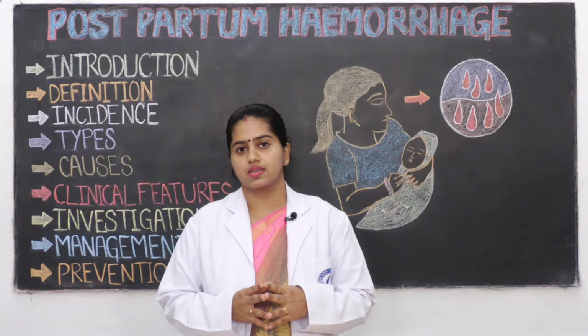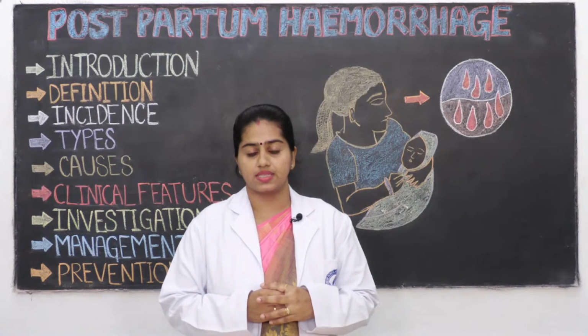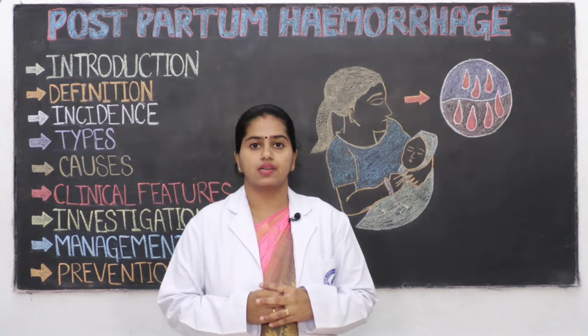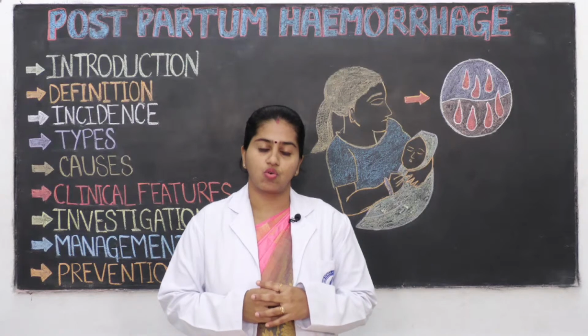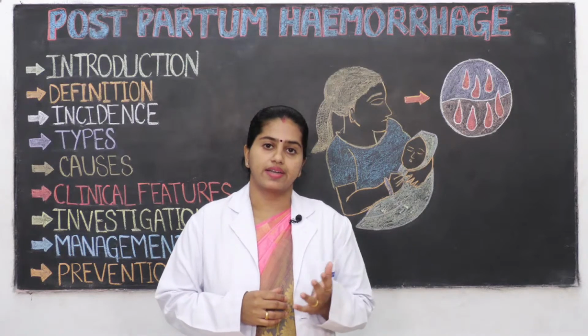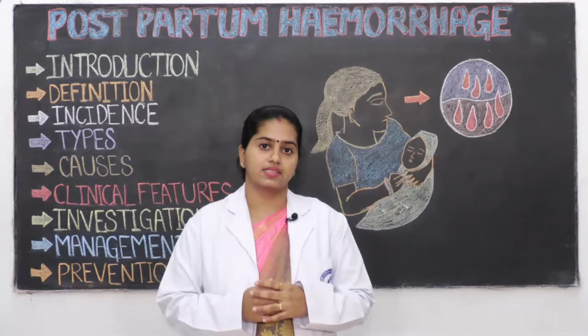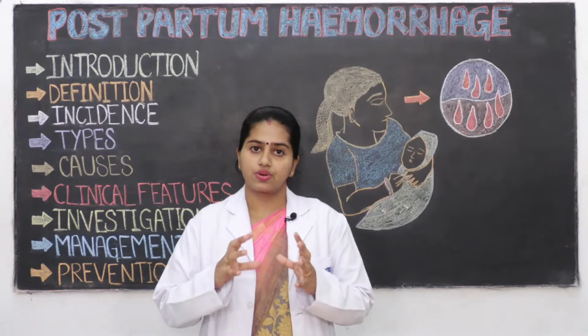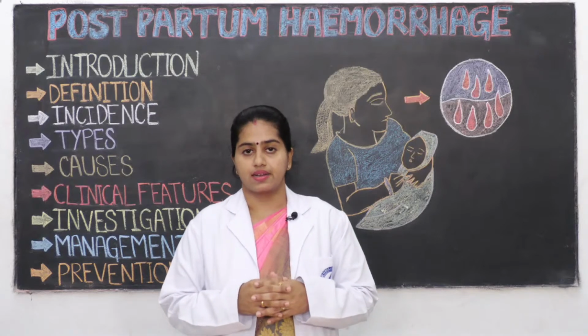And other causes, such as if the woman has obesity with a BMI of more than 35, if the age is more than 40, or if she has already taken tocolytic agents like ritodrine, so the uterine muscles are already relaxed and do not contract.